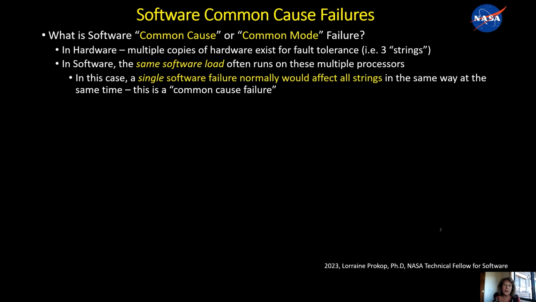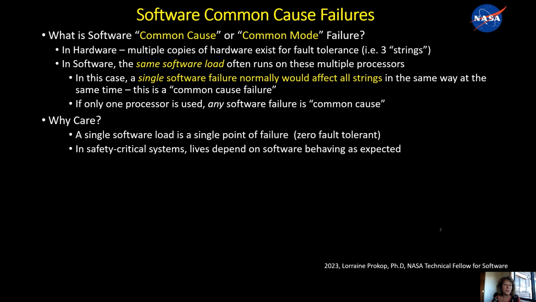But in software, and this is the distinction, the same software usually runs on all of those computers or all of those strings. So in this case, any single software failure can result in a common cause failure. In other words, take down all the strings or do the same wrong thing on all the strings. And if only one processor is there, then you could say that any software failure is a common cause failure.